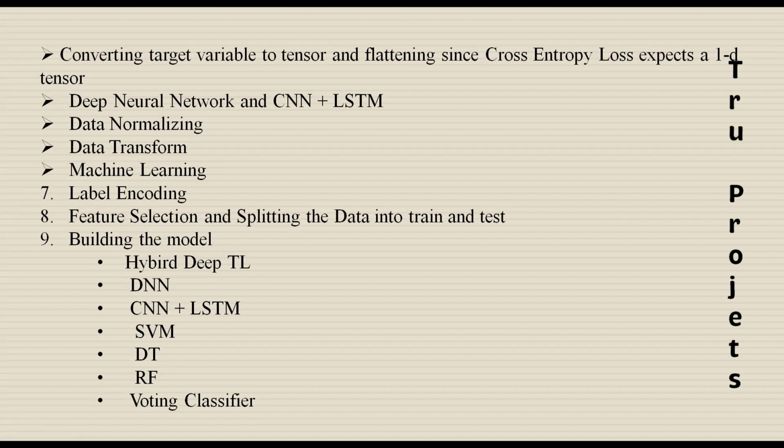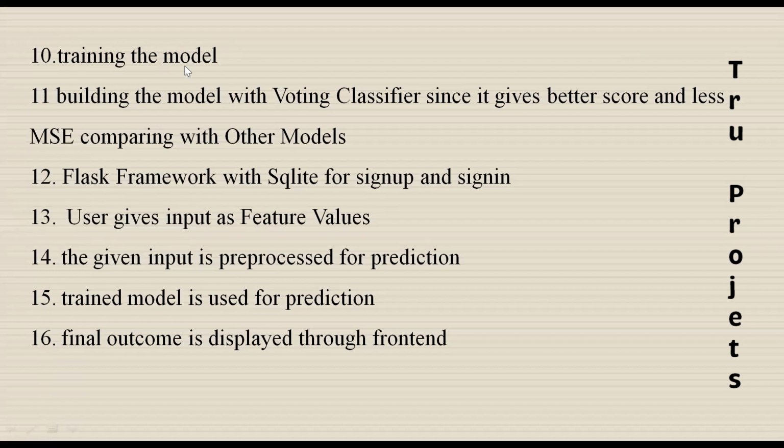Training the model. In this phase, the selected machine learning and deep learning models are trained using the training dataset. The models learn from the data, adjusting the internal parameters to make accurate predictions based on the provided features.